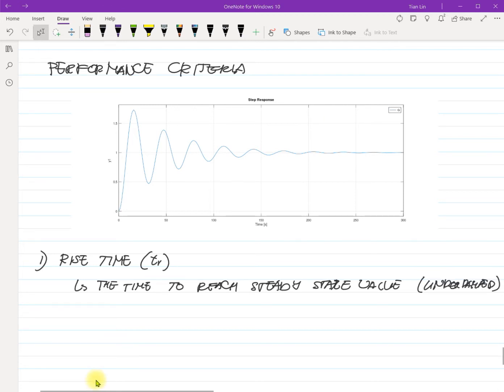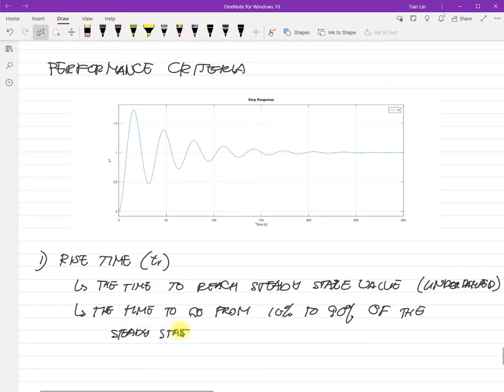How about if it's for overdamped? So for overdamped, when the damping ratio is greater than 1, then the rise time will be the time to go from 10% to 90% of the steady state value. Okay, so this is rise time.